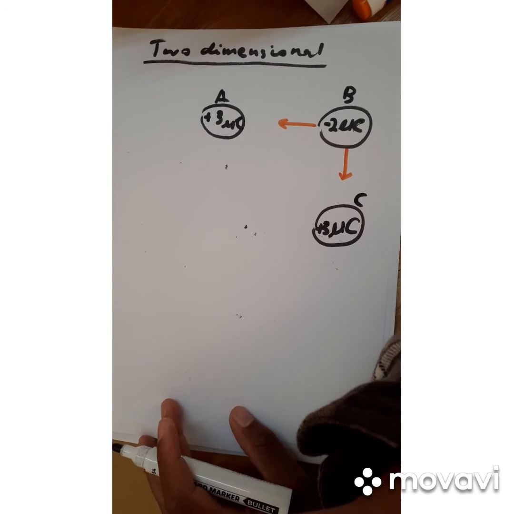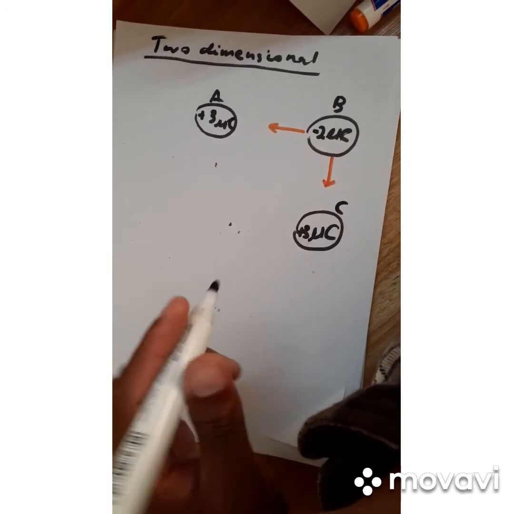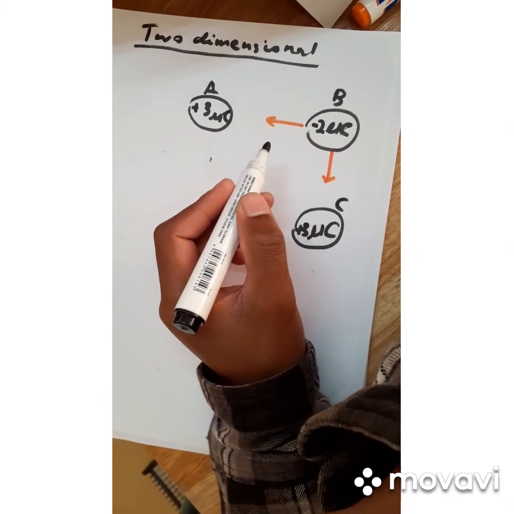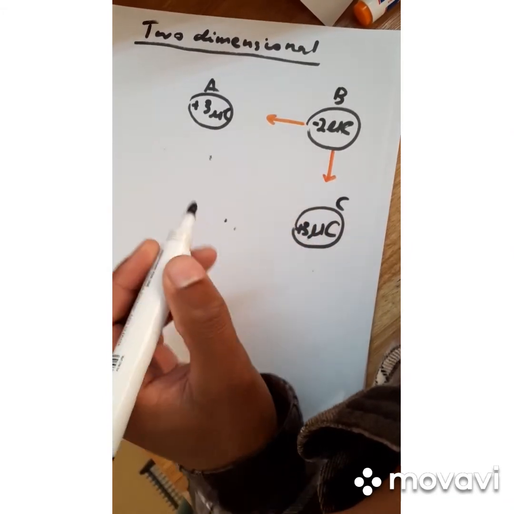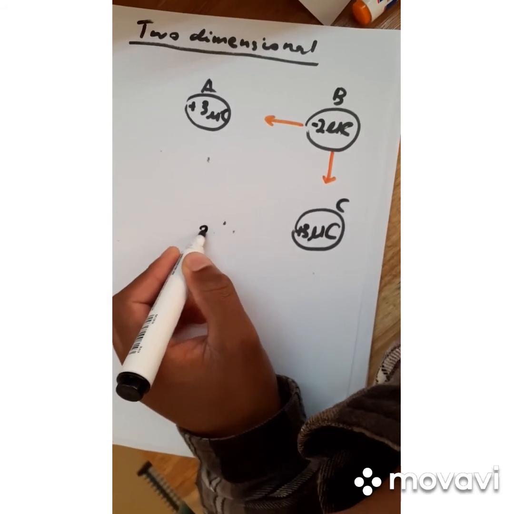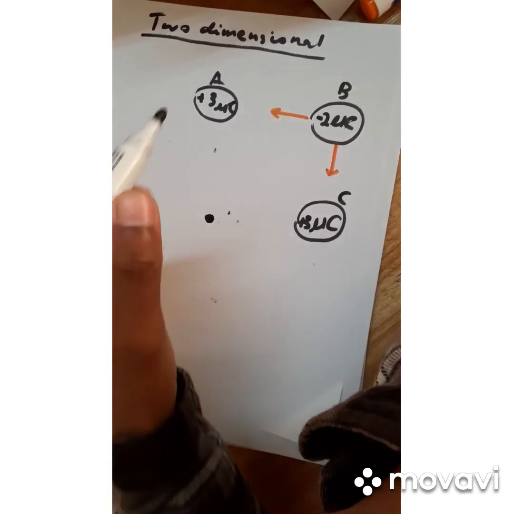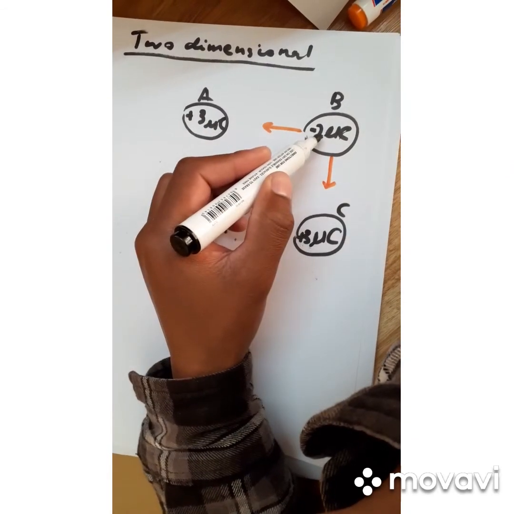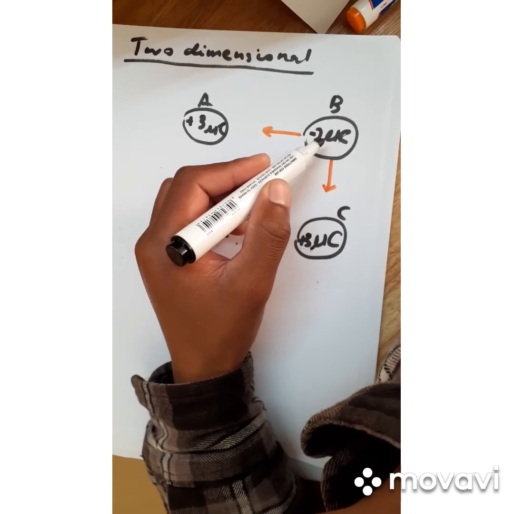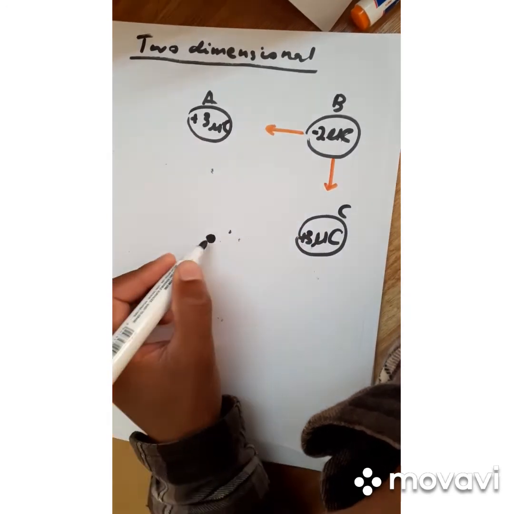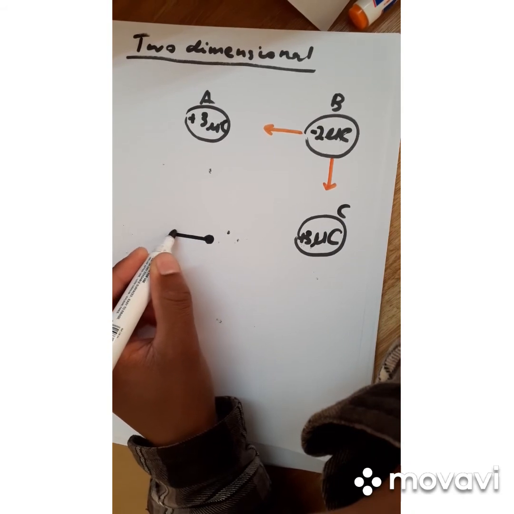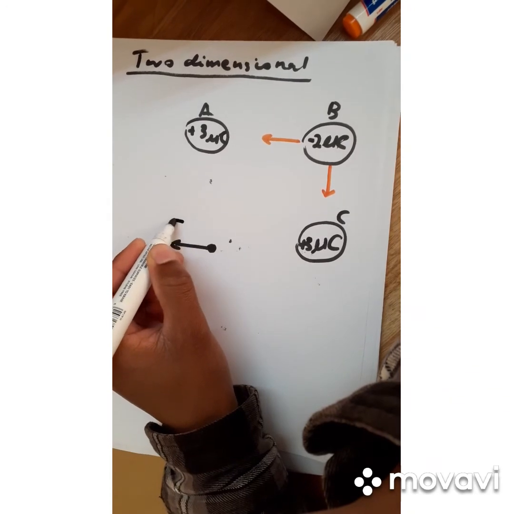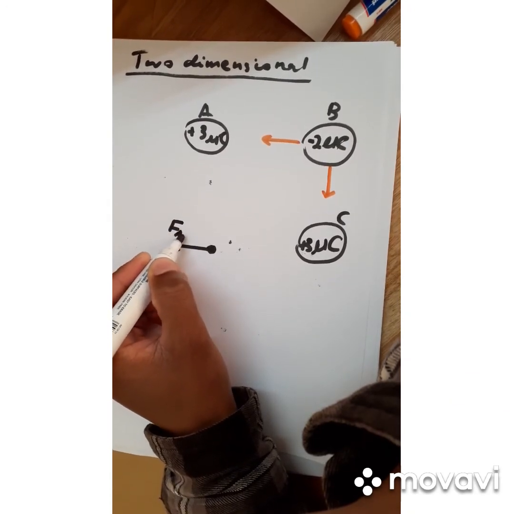Now, what is the electrostatic force on B due to A? So suppose now this is B. You see here, A is positive, then B is negative, which means A is going to pull B to the left. Therefore, this is the force of A on B.